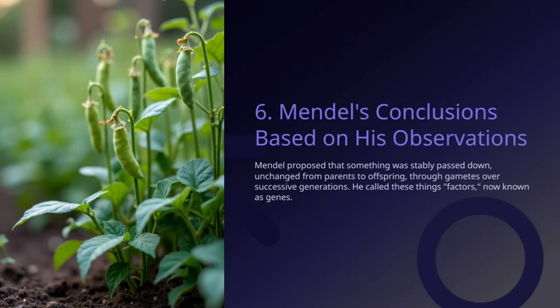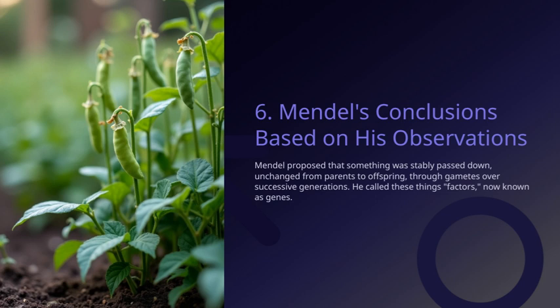So, Mendel proposed that there is something being passed down in a stable way from parents to their offspring. This something remains unchanged as it moves through generations. He believed that these passing units are contained within gametes, which are the sperm and egg cells. Mendel called these units factors, but today we know them as genes.